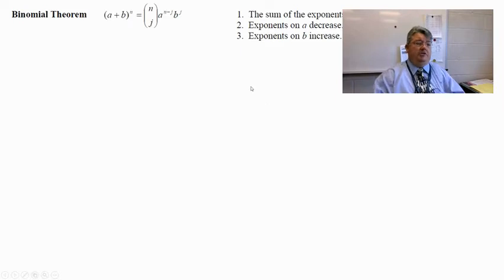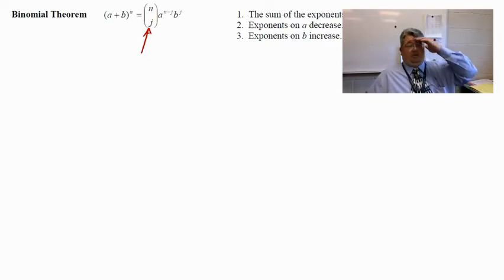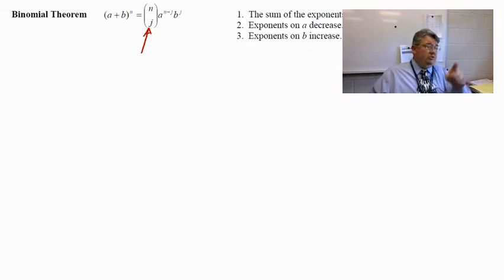Now, the binomial theorem says that any term in a binomial expansion is equal to n choose j times a to the power of n minus j, b to the j. Okay? So, I can actually use this instead of Pascal's triangle to find terms. Now, I'll be honest, I don't use this much unless I'm finding a specific term. So it does have its uses.